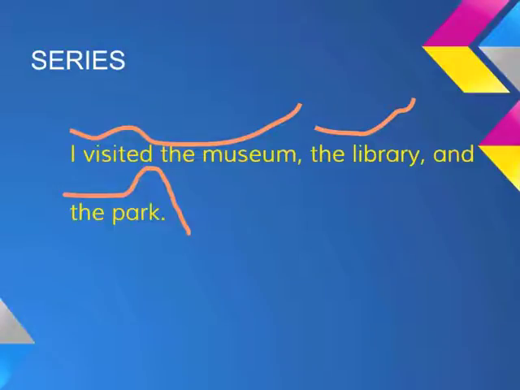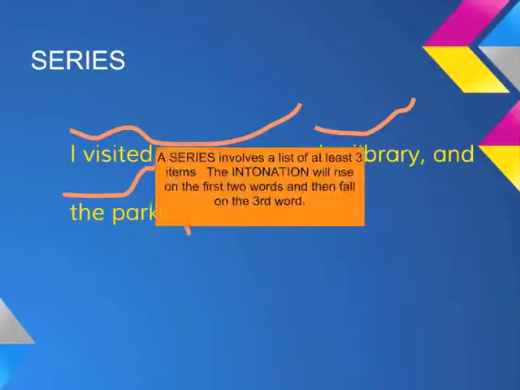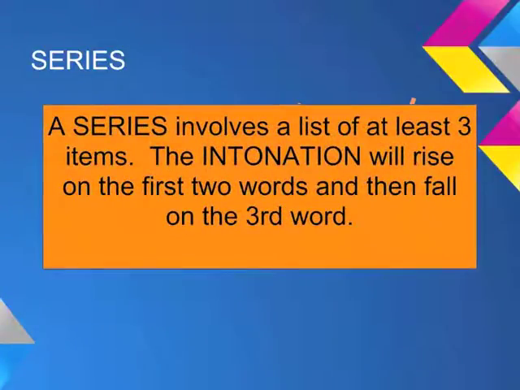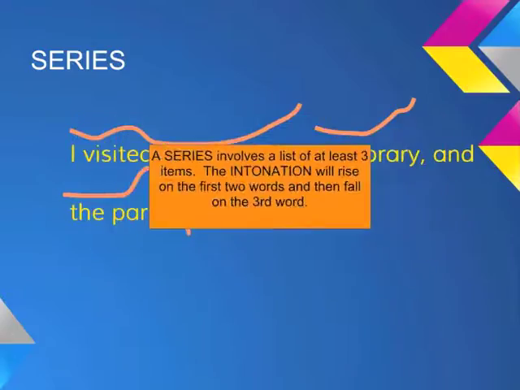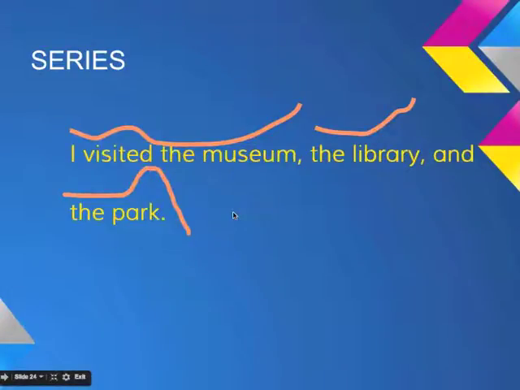Probably the most common thought group that we use is the idea of a series. Now, a series involves a list of at least 3 items. Notice how the intonation will rise on the first 2 words and then fall on the third. This will help suspend the intonational pattern until we get to the end. Let's try this. I visited the museum, the library, and the park.